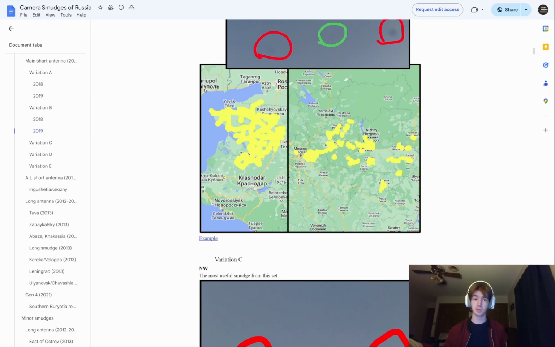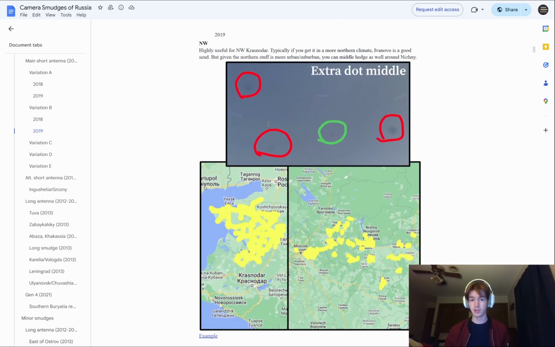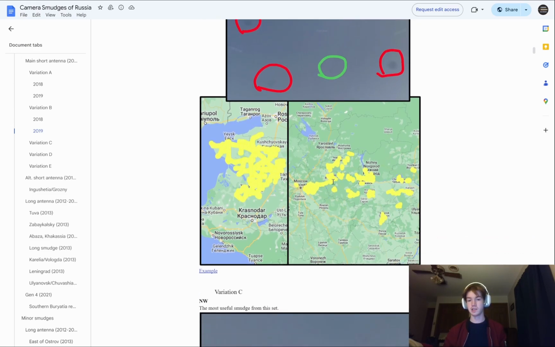There's either clouds blocking it, the sun blocking it, trees blocking it, whatever it might be. And it just doesn't always appear, honestly. But if you do see the triangle, I call it the Ivanovo triangle because Ivanovo is a pretty good hedge most of the time. But yeah, if you see it, consider Nizhny, Ivanovo, that kind of area as a decent hedge. And I will show you guys a lock in a second here, just to show you what it looks like in game.